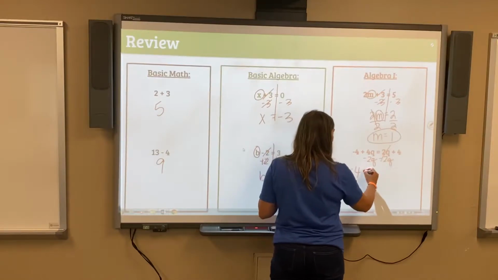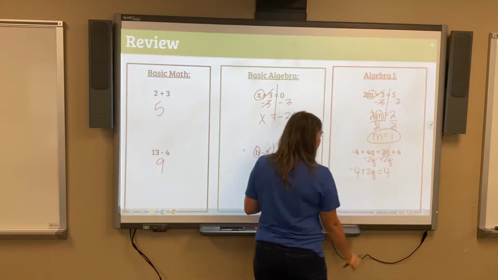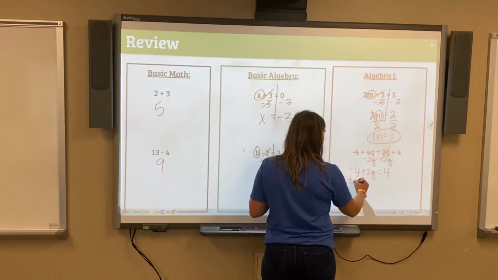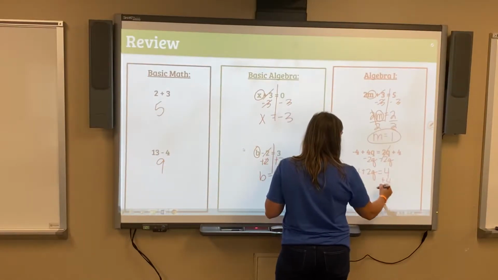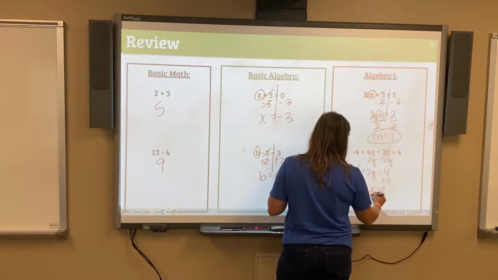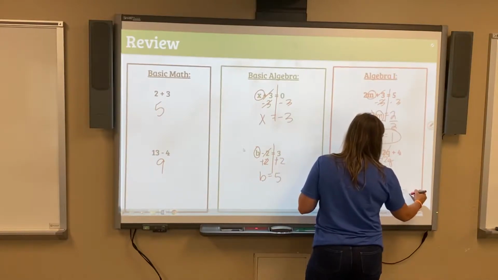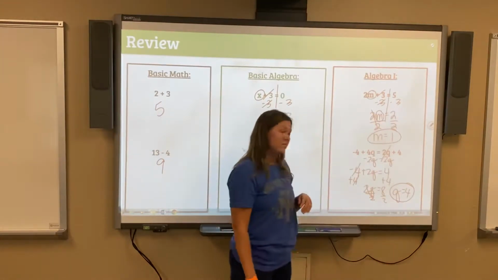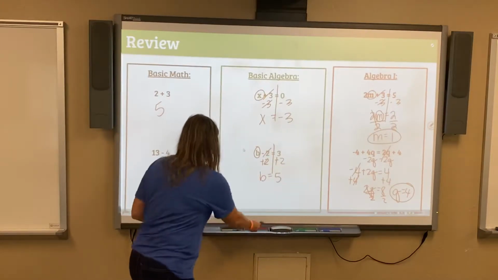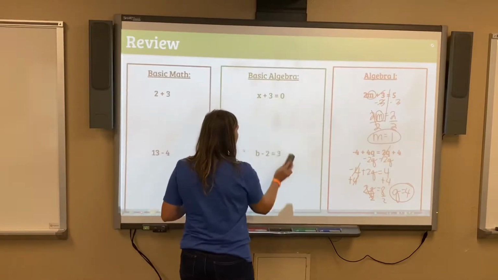4q minus 2q is 2q, and that equals positive 4. Now we add 4 to both sides. Cancel, cancel. So 2q is equal to 8, divided by 2. Q is equal to 4. Okay, cool. Let me erase this really quick.